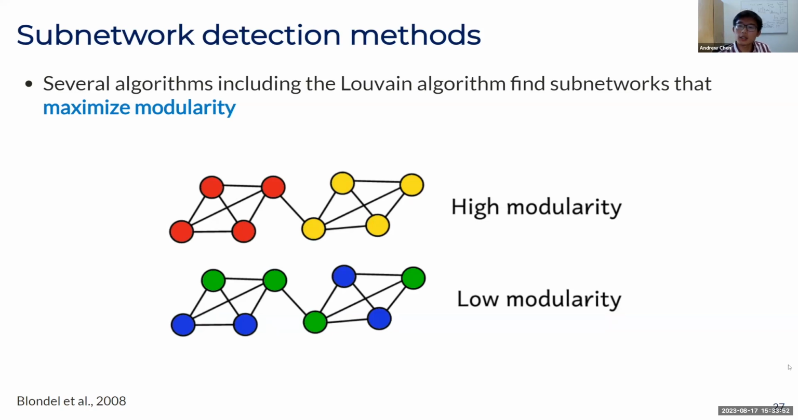So here in the red and yellow, you can see that's high modularity. And the opposite, low modularity, is where the green and blue networks don't seem to have any particular pattern. They're not more connected within each other, and they're not less connected between. So we consider that low modularity. There are a lot of different algorithms for this. We'll be using the Louvain algorithm to identify subnetworks that maximize modularity. And that's how we derive our brain subnetworks.